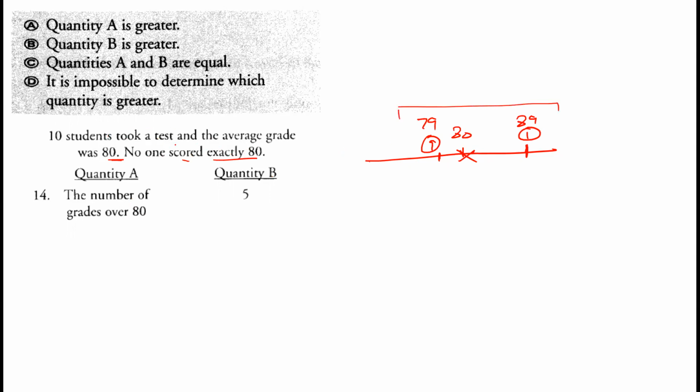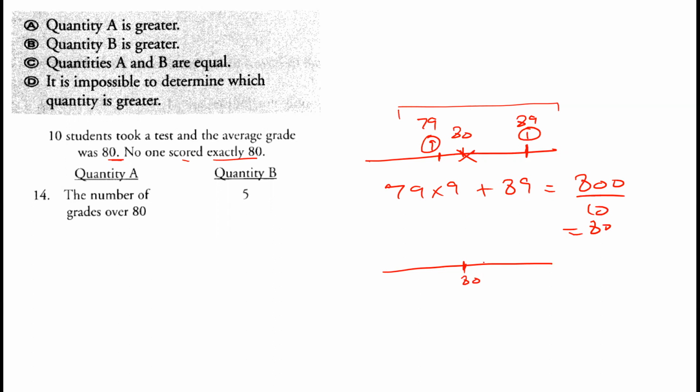So 10 students took a test and the average grade was 80. So over here, 79 into 9 plus 89 is going to give you 800. 800 divided by 10 is again 80. So this condition holds true. Now this can also be the condition.